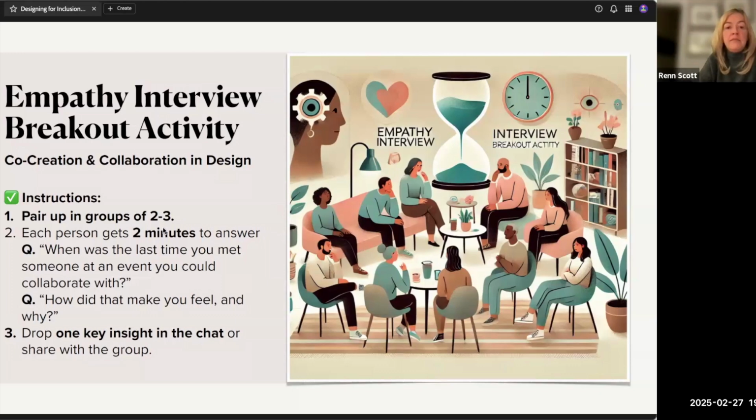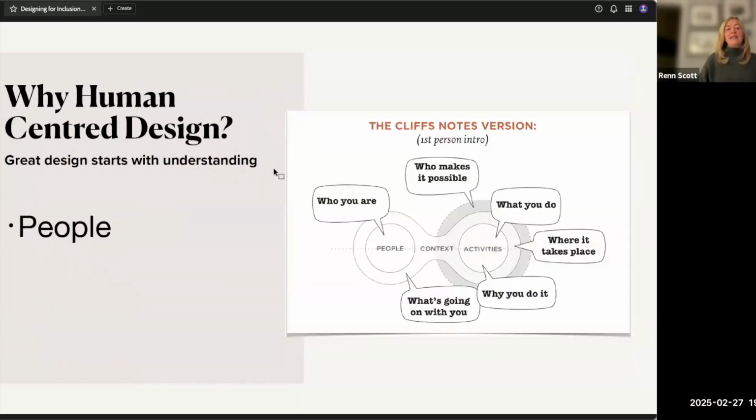So great lead in to this next topic, which is why, sorry, my screen does not want to change. Why human-centered design? Why human-centered design? And what is human-centered design?